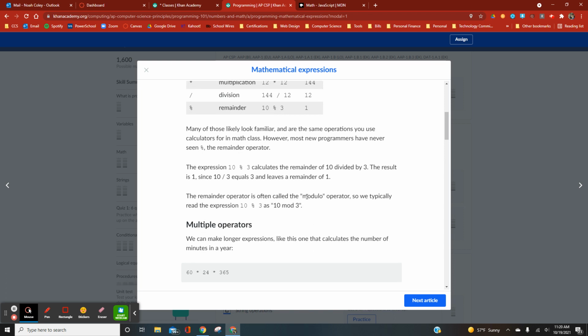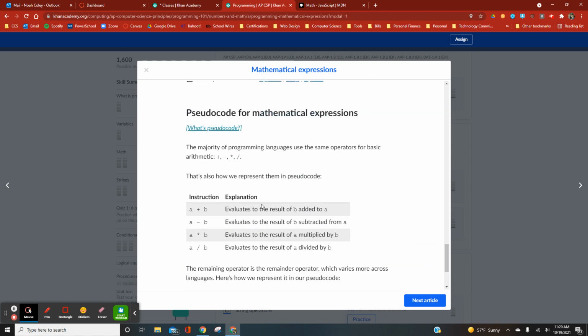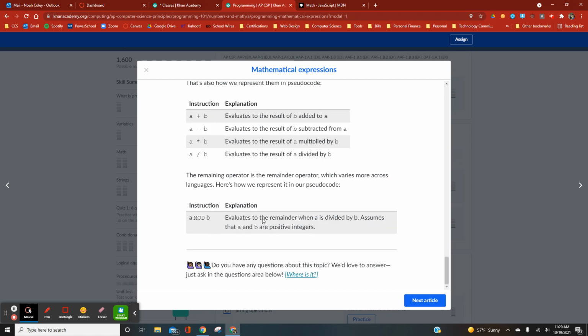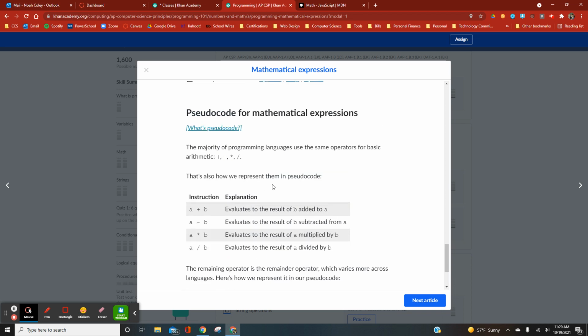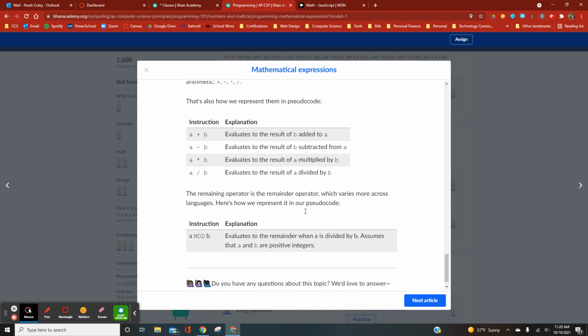The remainder operator is called the modulo operator. That's where the root word of this comes from. So if you're writing it out in pseudocode, you'd say A mod B. It evaluates the remainder when A is divided by B, assuming that A and B are positive. So that pseudocode is very straightforward.